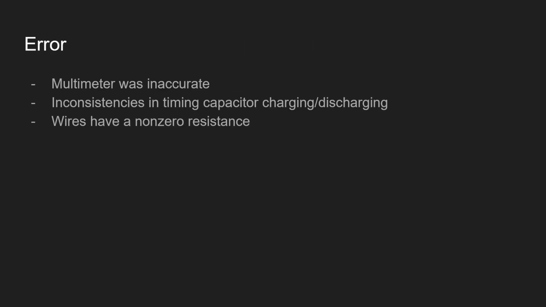So for our error, the multimeter could have been slightly inaccurate because we did get changing readings even though nothing about our circuit was technically changing. There could be inconsistencies with timing, especially because it was hard to tell when the bulb was fully out or fully on, because it's pretty subjective.